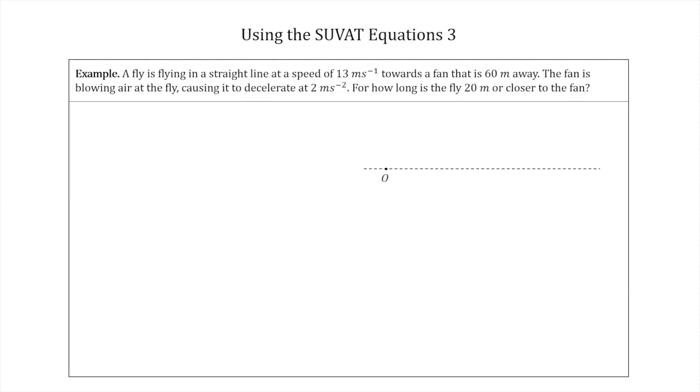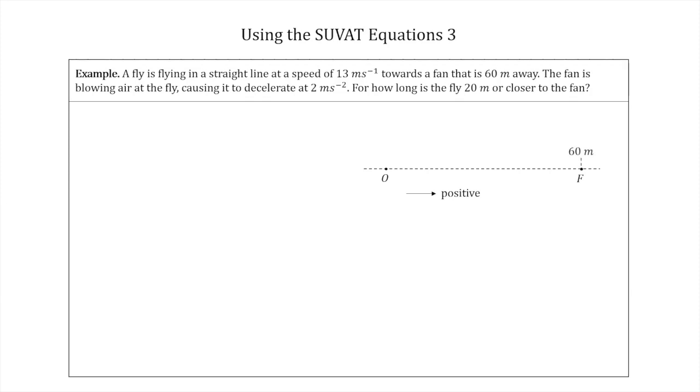We'll mark the origin, which is where the fly starts. So the fly will start at O, the origin, and we'll mark the position of the fan, which is at point F. That's where the fan is. We're going to say that this is the positive direction. The fly has 13 meters per second initial velocity, which is a positive number, so it makes sense to call this the positive direction. It's pretty standard to just say the positive direction is the direction the thing is moving in.